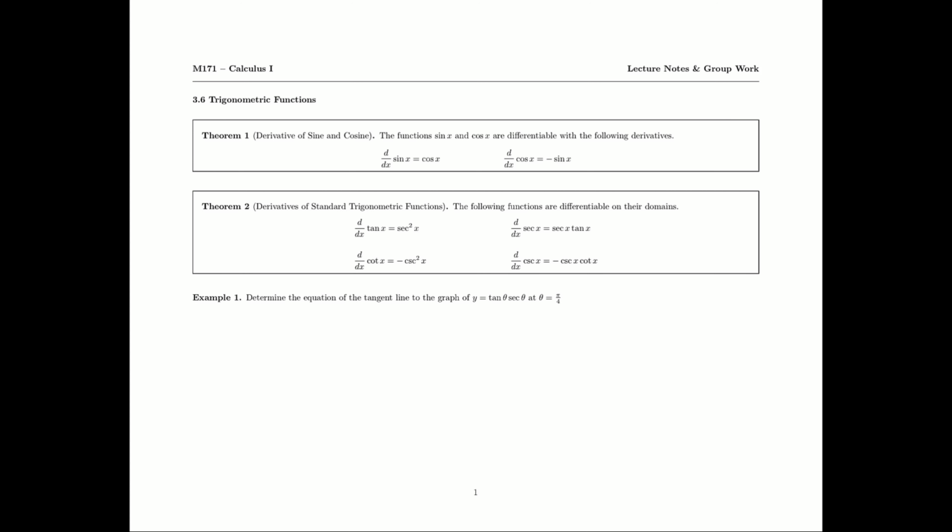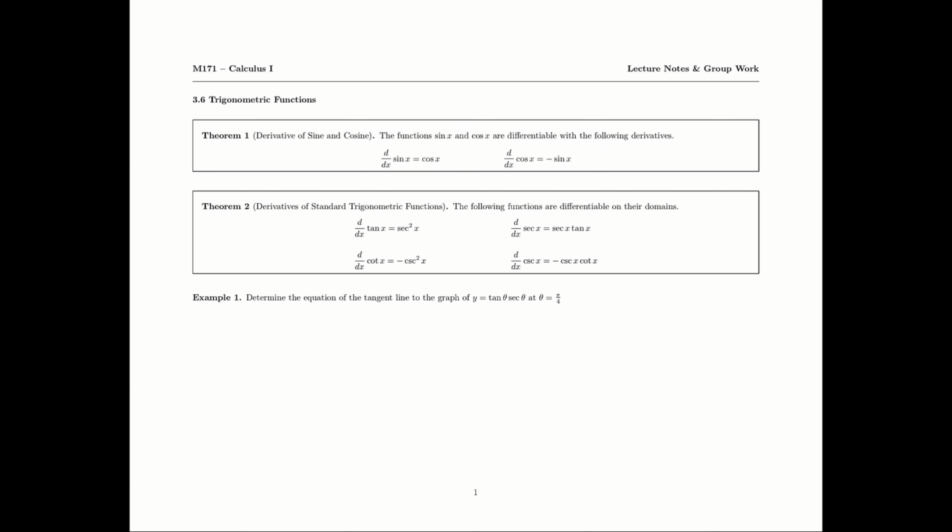So here we are. Collectively, these two derivatives here are your most important ones, because technically when you're armed with the quotient rule, you can figure out any of these other ones. So quickly here, the derivative of sine is cosine and the derivative of cosine is negative sine.